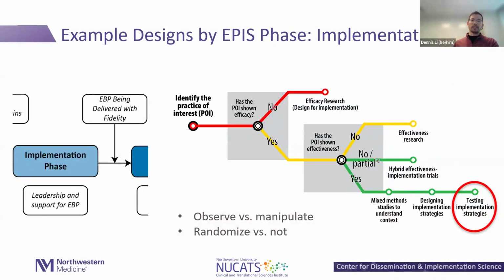Oftentimes in implementation research, there is not necessarily equipoise. You can't just have a non-control arm that doesn't get anything new. And so there are a lot of considerations around randomization that we won't get into details today, but we can talk about more in the discussion groups.